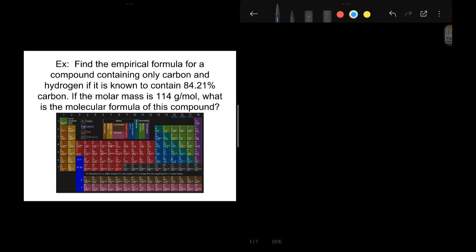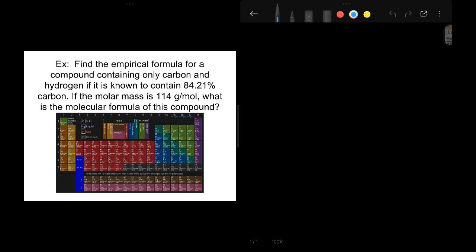So let us try this again. Find the empirical formula for a compound containing only carbon and hydrogen if it is known to contain 84.21% carbon, and if the molar mass is 114 grams per mole. What is the molecular formula of this compound?